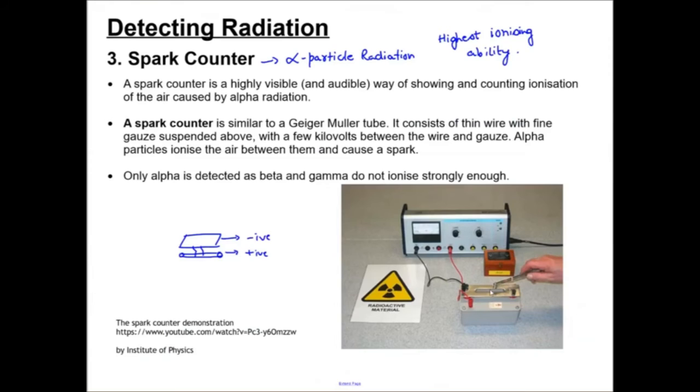Now, when a radioactive material which is emitting alpha particles is brought near this type of spark counter, it would ionize the medium between the mesh and the conductor. As a result, your medium will become conductive and you could observe some sparking.